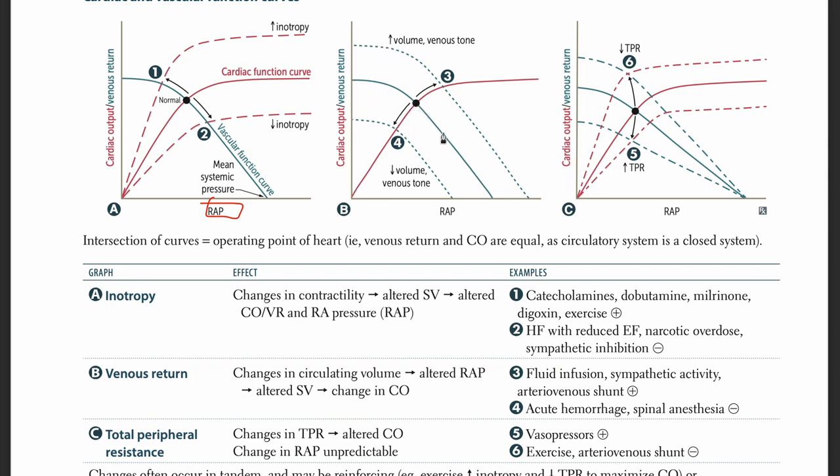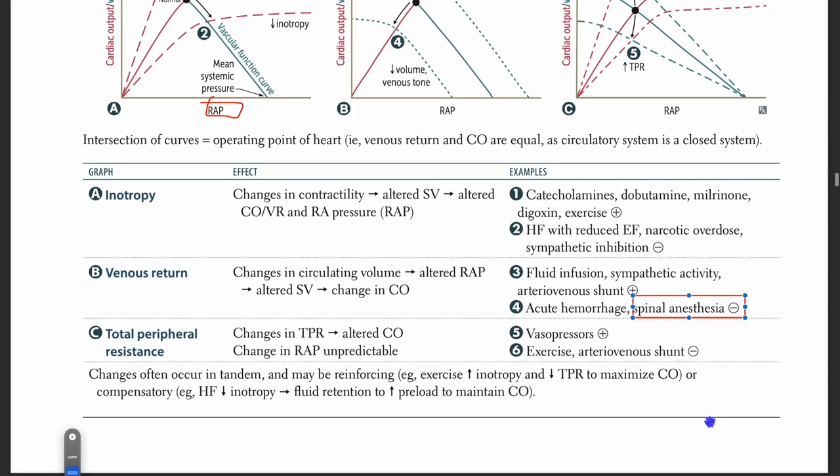So if there's increased volume of venous return, then there's increased volume and venous tone. That's this chart. And then if there's decreased volume and venous tone, then it's this chart. Increased volume happens because of fluid infusion, sympathetic activity, atriovenous shunt. And then for decrease, you have acute hemorrhage and spinal anesthesia, because that'll cause vasodilation as well.